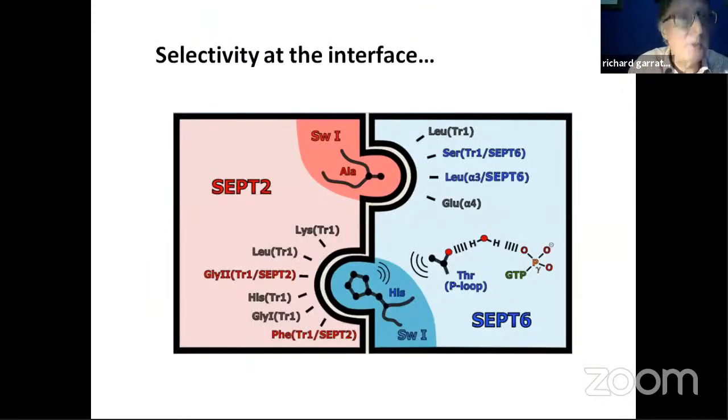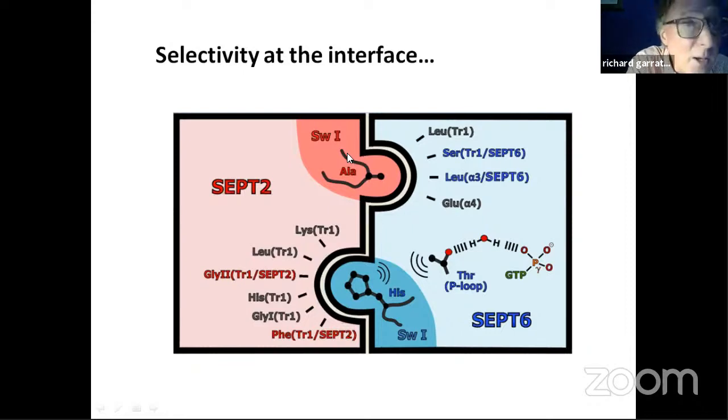So if we look specifically at that interface formed between the red septin and the blue septin, they form a G interface. Red never forms a G interface with yellow or green or with itself, and blue never forms a G interface with itself or with green or with yellow. It's always red with blue. So where does this molecular recognition come from?